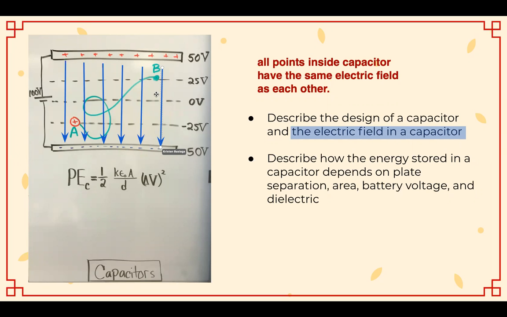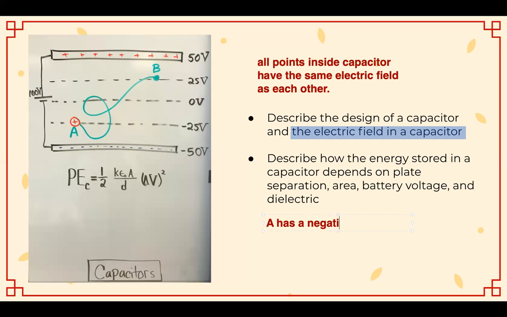What they have that's different from each other is they have different potentials. A has a negative potential because point A is near a negative charge. So they have the same electric field, but A has a negative potential because it's near a negative charge, and B has a positive potential because it's near a positive charge.